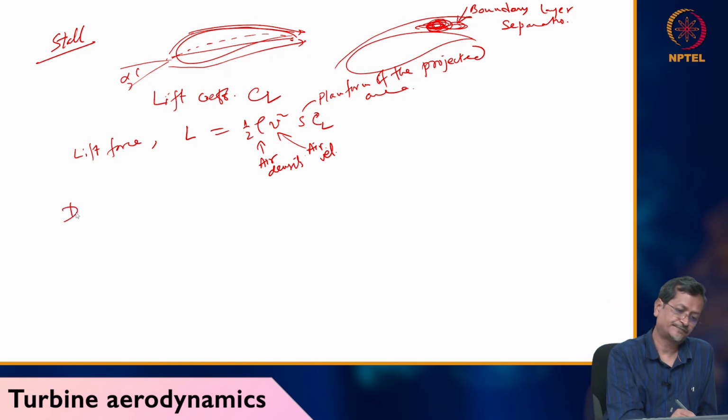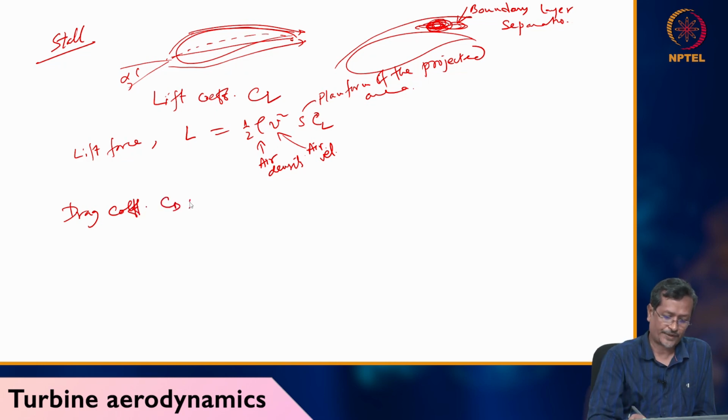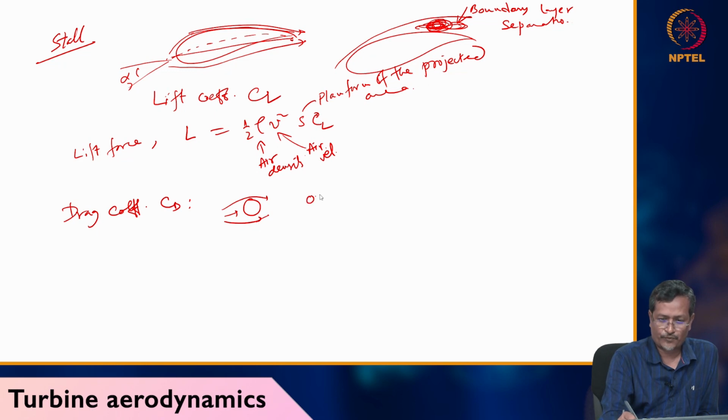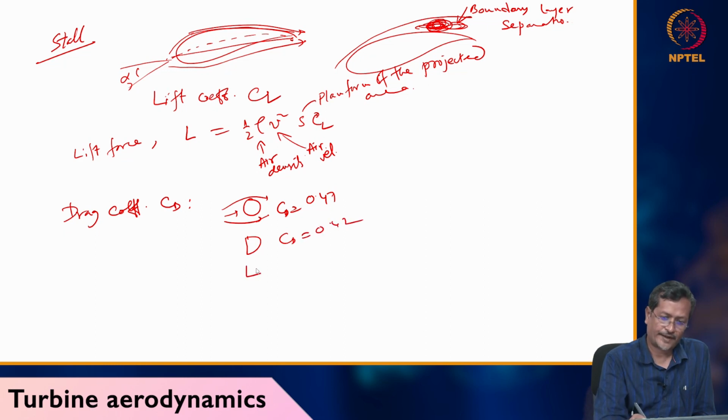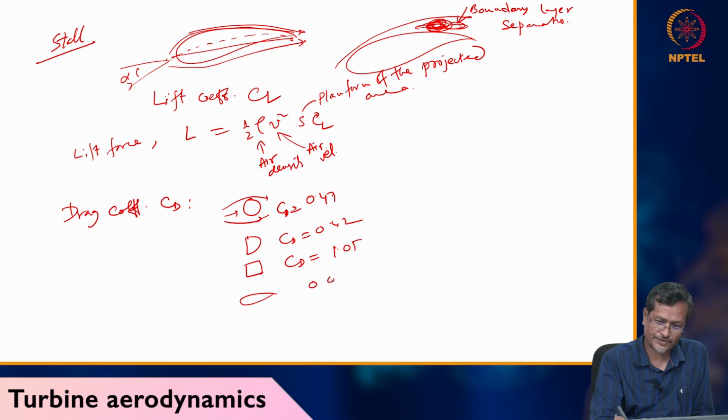So the drag coefficient CD. Okay, if I have a spherical body and fluid is flowing over it, my CD value will be 0.47. If I have a semicircle like this, a hemisphere, in that case CD will be 0.42. I have a square, so CD will be 1.05. I have a symmetric airfoil, so 0.04.